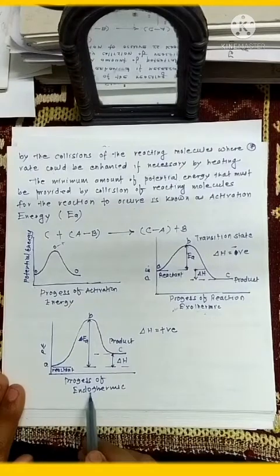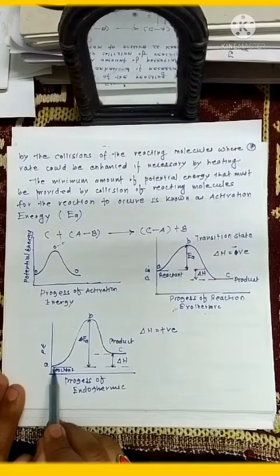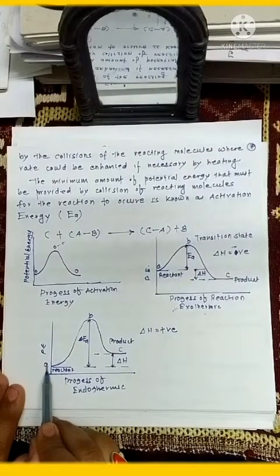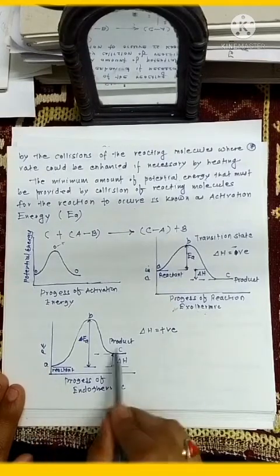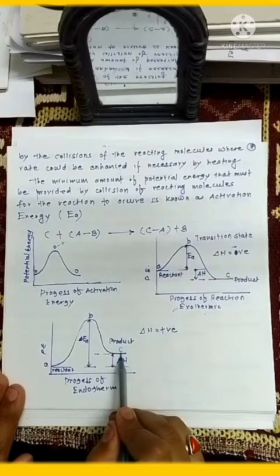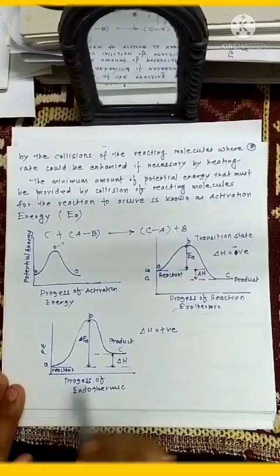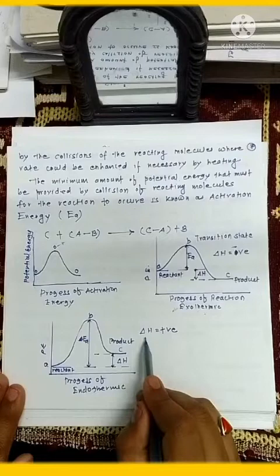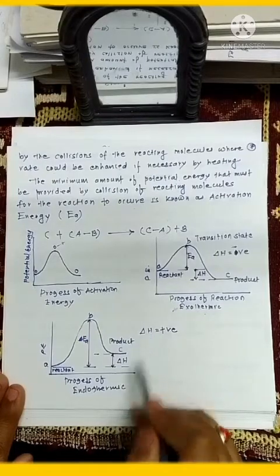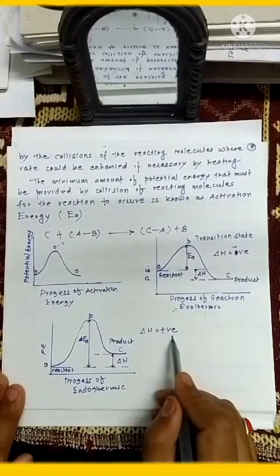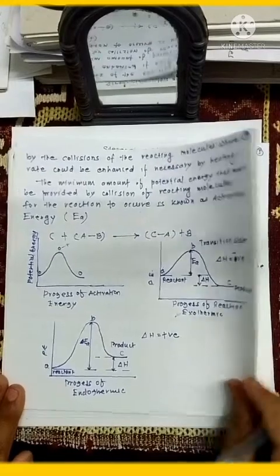In an endothermic reaction, we see that potential energy of the reactant is less as compared to potential energy of the product. That's why delta H, that is enthalpy change, in an endothermic reaction is always positive.